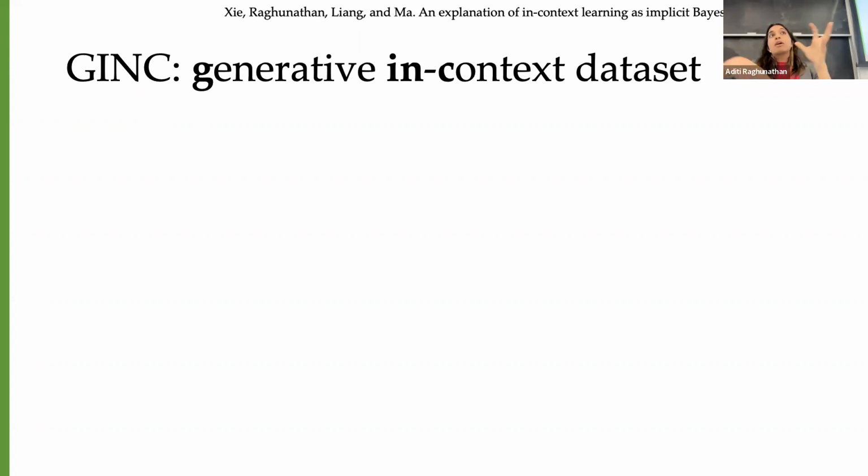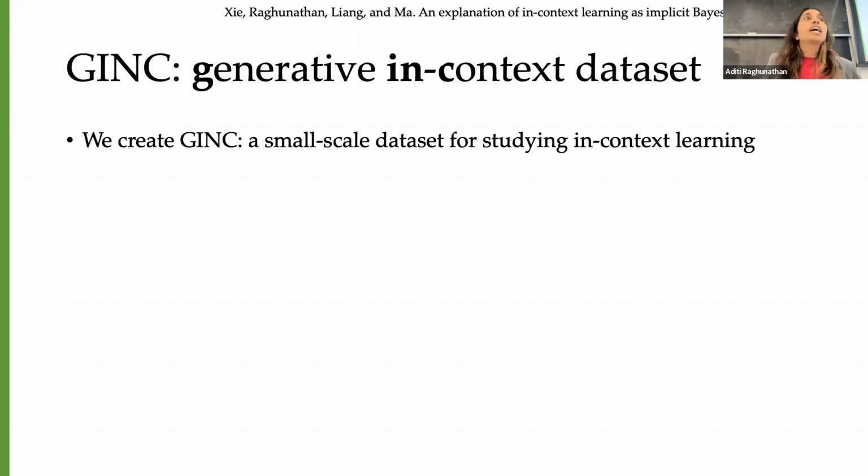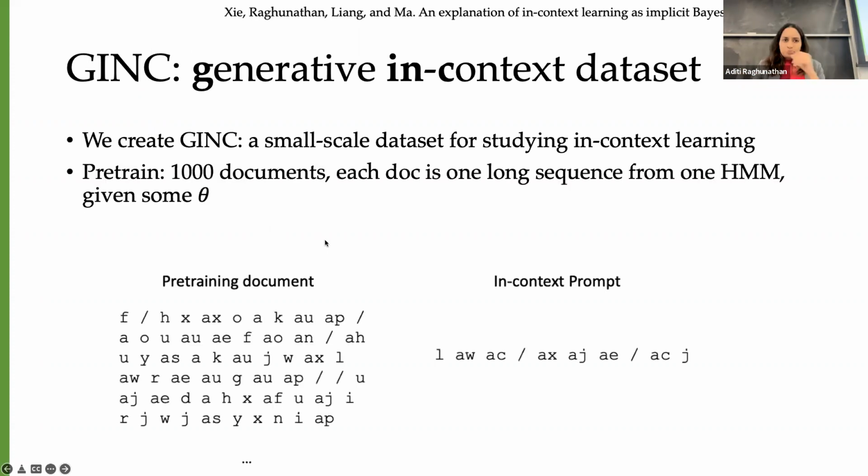And so, can we replicate this in-context learning on a much smaller scale data set? We tried to do that and created this GINC data set, a small-scale data set for studying in-context learning. It's much smaller scale, only pre-trained on 1,000 documents, and the data is generated according to the distribution we saw before, where you sample a concept theta and then generate from an HMM.